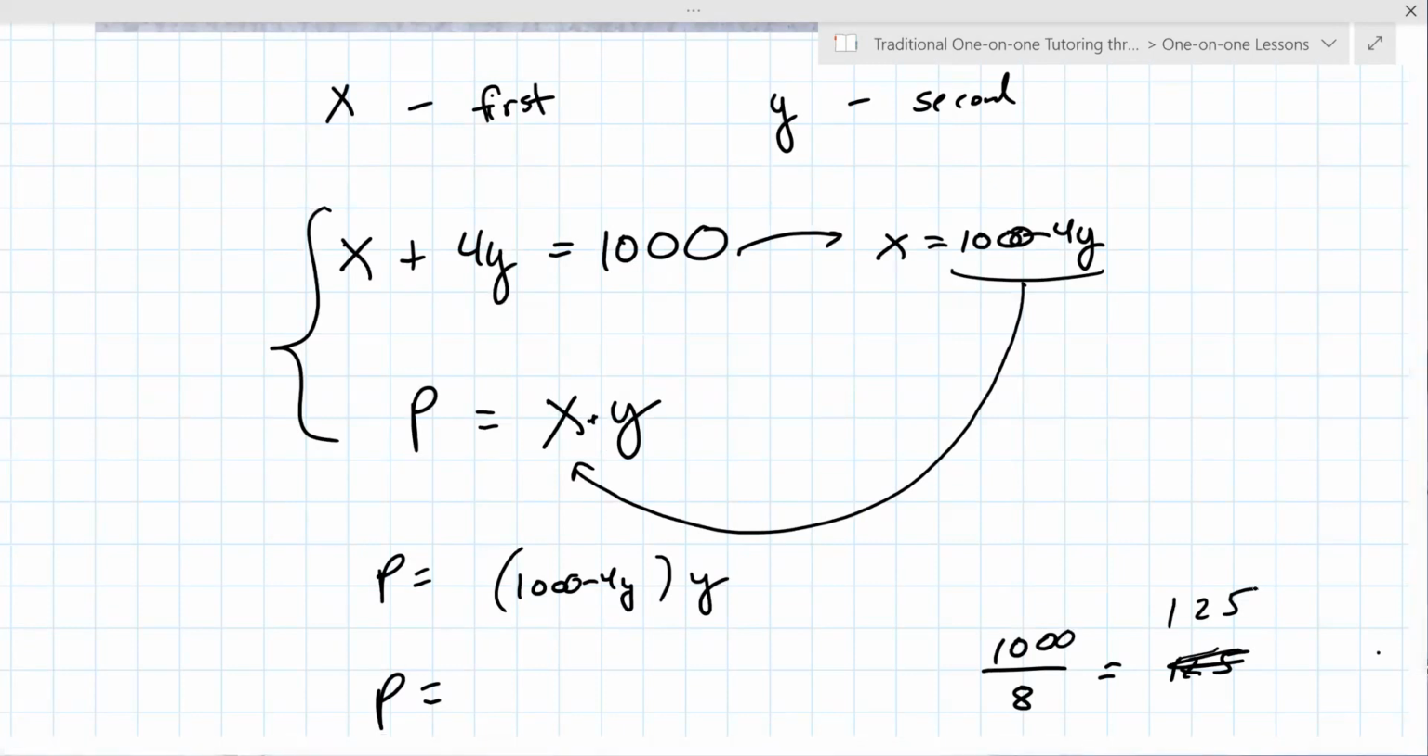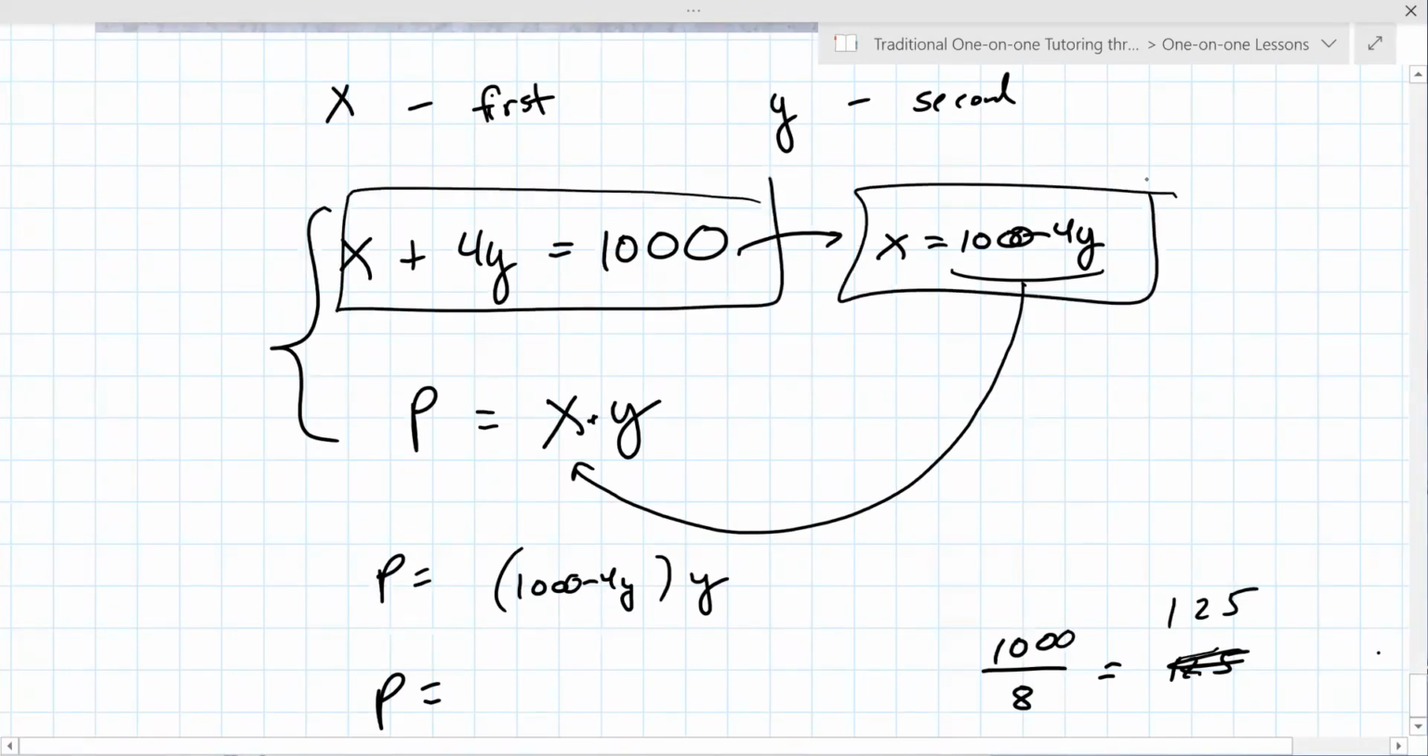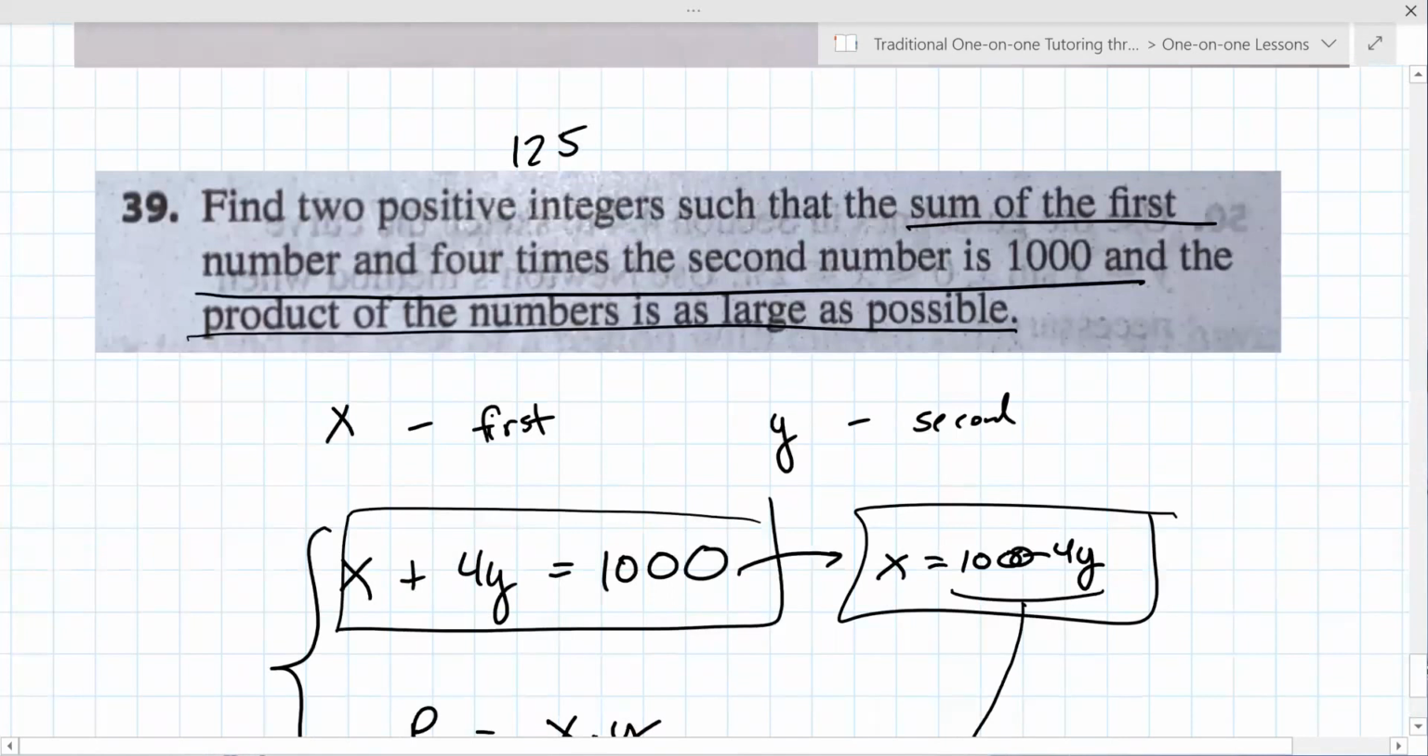What is the other number? You got to use this equation here for the second one. What equation? 1000 minus 4y, or any of them that have both X and Y in it. Like you could use this one, you could use this one. It's like when you're solving systems back in the day, you go back and you use one or the other. What am I solving for? X, the other number. So there's two integers, and you found one of them. The first is 125. What's the other?